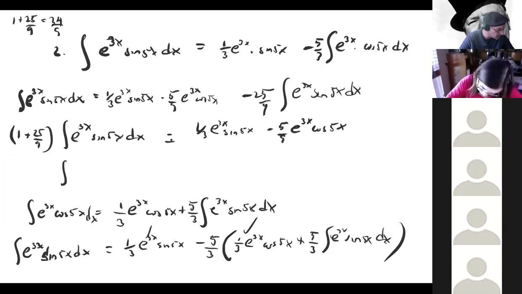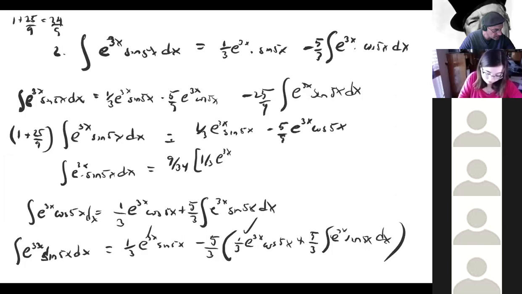So the final answer is the integral of e to the 3x times sine of 5x dx equals 9/34, sorry, times 1/3 e to the 3x. And there should be a plus c somewhere. We're going to do that at the end, though.